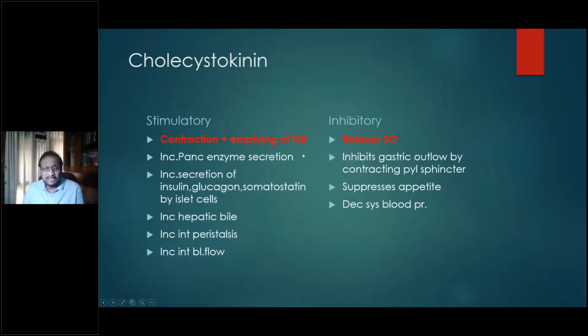We are basically concerned with the most important stimulatory action, that's contraction and emptying of the gallbladder, and at the same time relaxation of the sphincter of Oddi. So two things are happening. When there's contraction and emptying of the gallbladder, it's also relaxing the sphincter of Oddi. So it's basically ensuring what? It is ensuring that whatever is being released from the gallbladder and the CBD is now getting into the duodenum. That's the whole action of cholecystokinin.